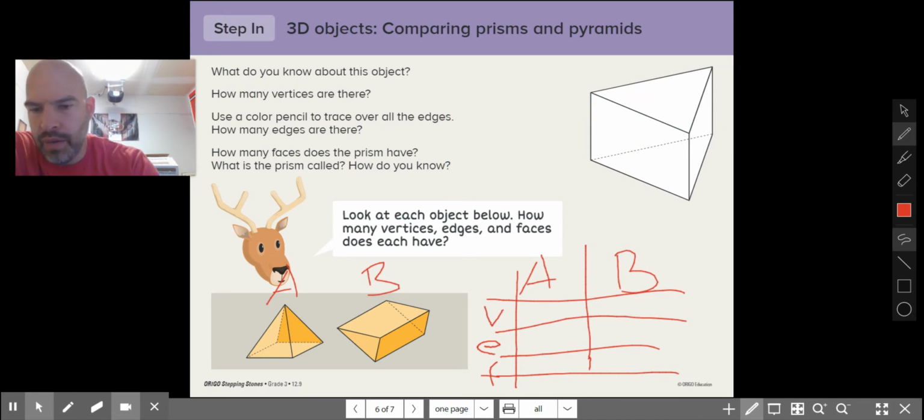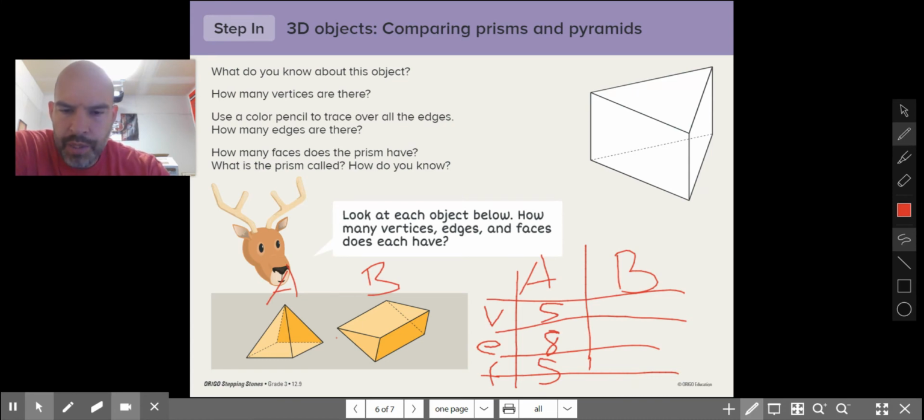So vertices, we have 1 on top, 1 in the back. That's 2, 3, 4, 5. 5 vertices. How about faces? 1 in the back, 1 on the side. On the other side, that's 3, 4 in the bottom, 5. Oops, that's faces, sorry. How about edges? We have 1, 2, 3, 4, 5, 6, 7, 8. So this one has 8 edges. Again, on the back, 1, 2, on the side, 3, 4, 5, 6, 7, 8.